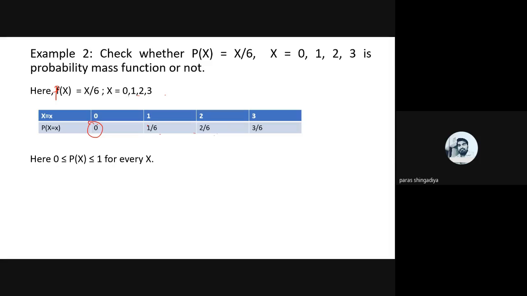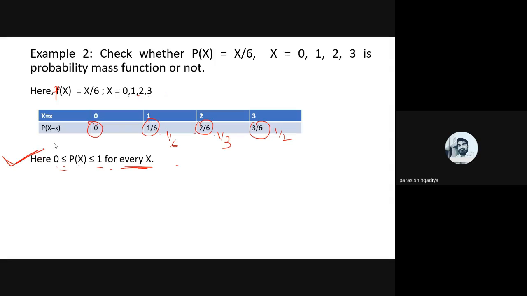Now check the value of each probability of the random variable. All are between 0 and 1. 2 by 6 means 1 by 3, and 3 by 6 you can consider as 1 by 2. If you check on the calculator, you get decimal answers that are always between 0 and 1. So for every x, for x equal to 0, 1, 2, 3, p of x is between 0 and 1. So the first condition is correct.